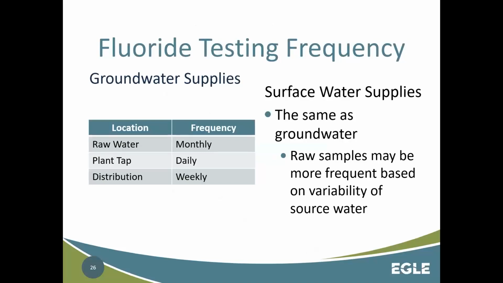Okay, so fluoride testing frequency is pretty much the same for groundwater or surface water supplies. So minimum, we want to see monthly raw water samples collected. And then at the plant tap, you need to collect a daily fluoride sample. And then in the distribution system, you want to collect those fluoride samples weekly. And all of these do get reported to us every month.